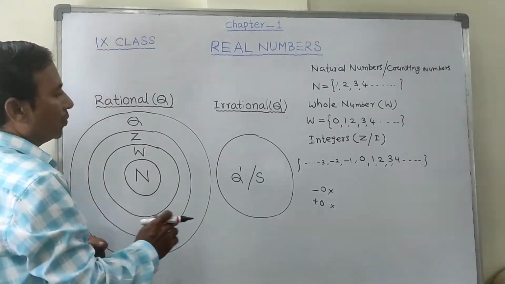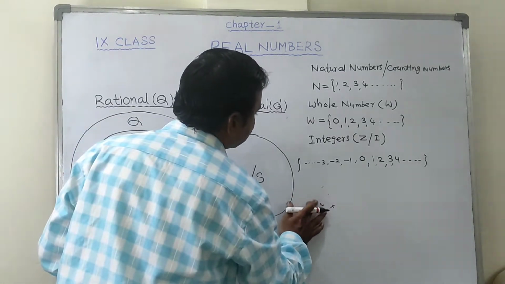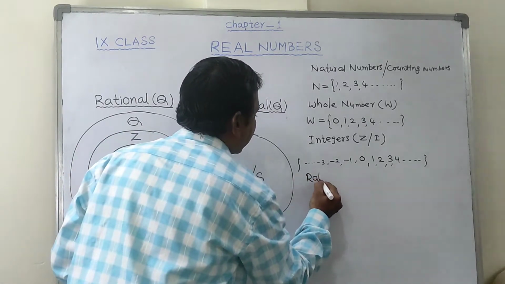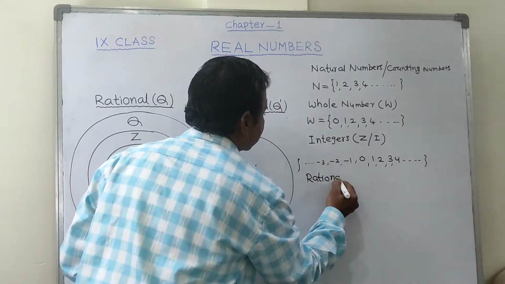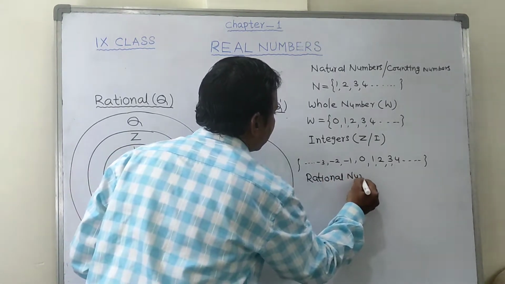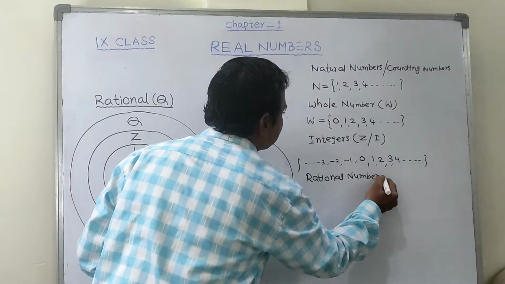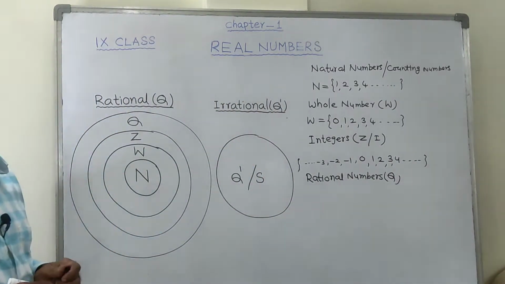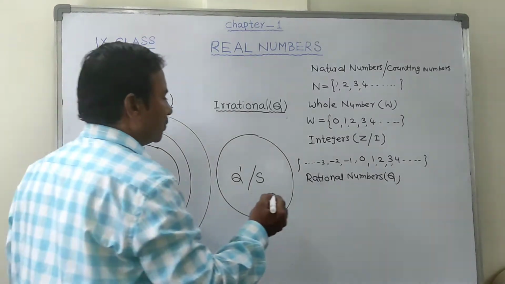And then coming to Q. Q stands for rational numbers. Rational numbers are denoted with Q. Which numbers are called rational numbers? You already know.